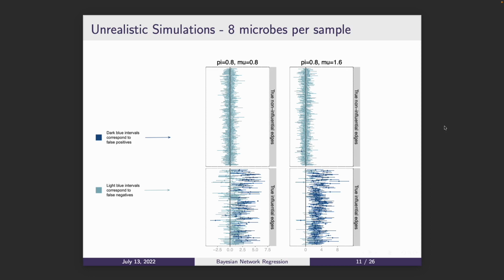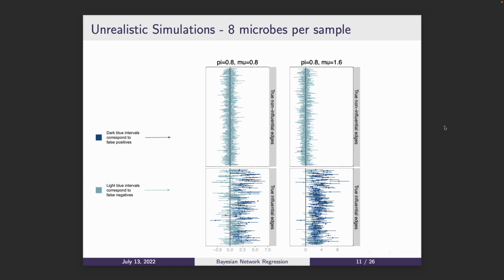Here, we have 95% credible intervals for the coefficients on the connections between microbes. For both of these plots, each sample has 8 microbes, with 500 samples total. Both show dense coefficient matrices. The plot on the left is for weak edge coefficients, with the plot on the right for the strong edge coefficients case. These plots are split so truly influential edges are in the top area and truly non-influential edges are in the bottom.